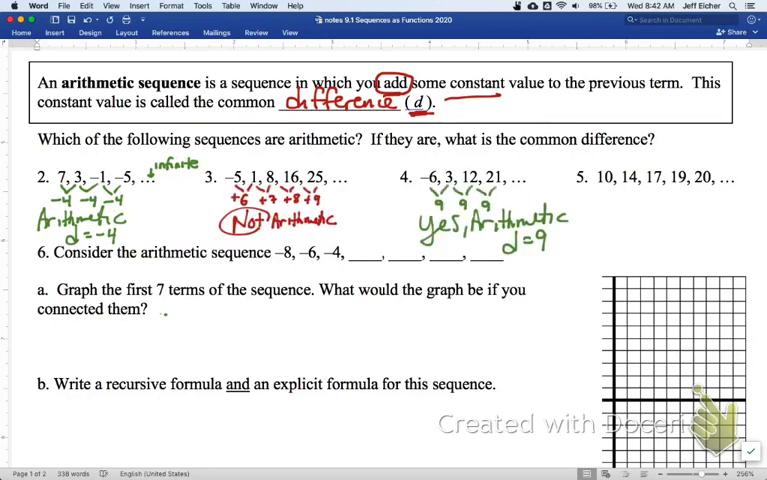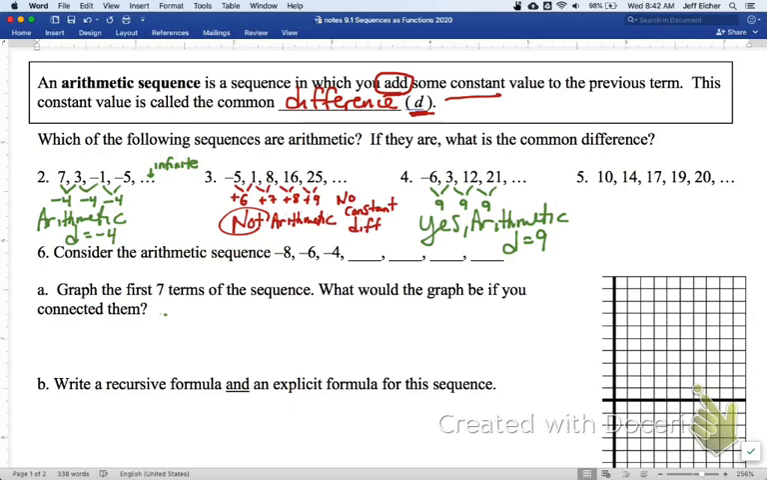Alright, on number 3, I found a difference of adding 6, then adding 7, then adding 8, then adding 9. That is a pattern, but it's not arithmetic. It needs to be a constant difference. No constant difference, so it is not arithmetic. Number 4, I did find a constant difference of 9, d equals 9, so that is arithmetic.